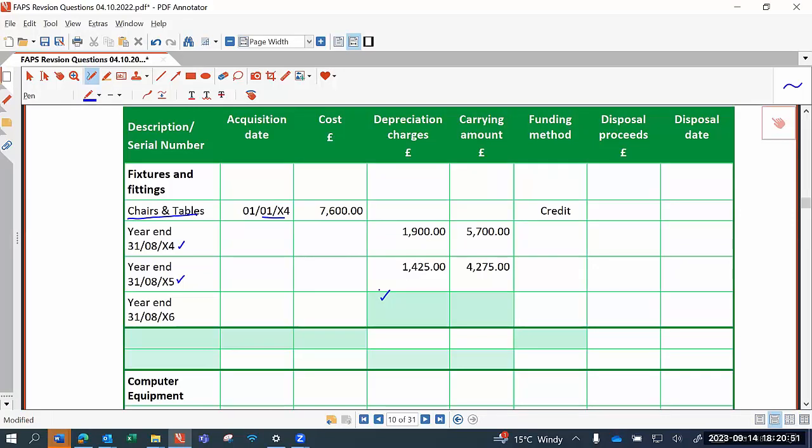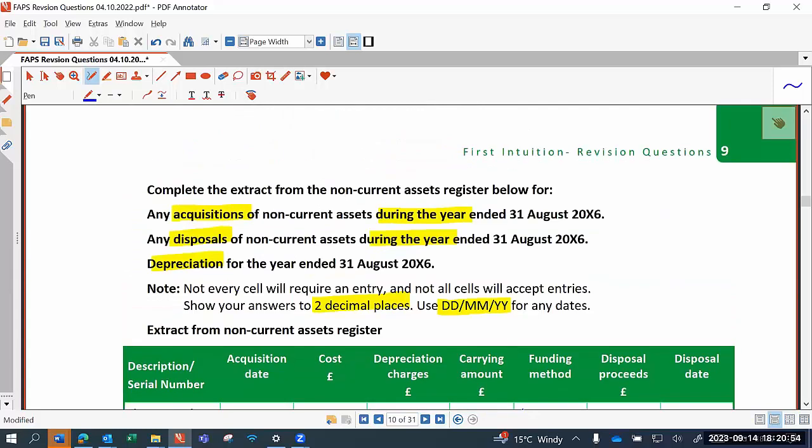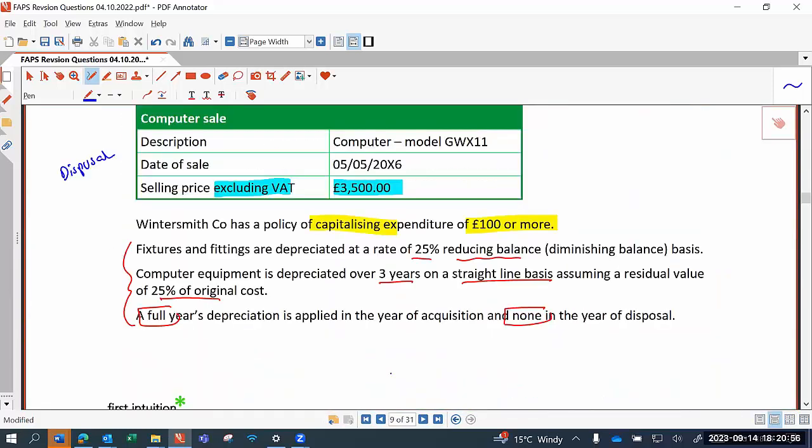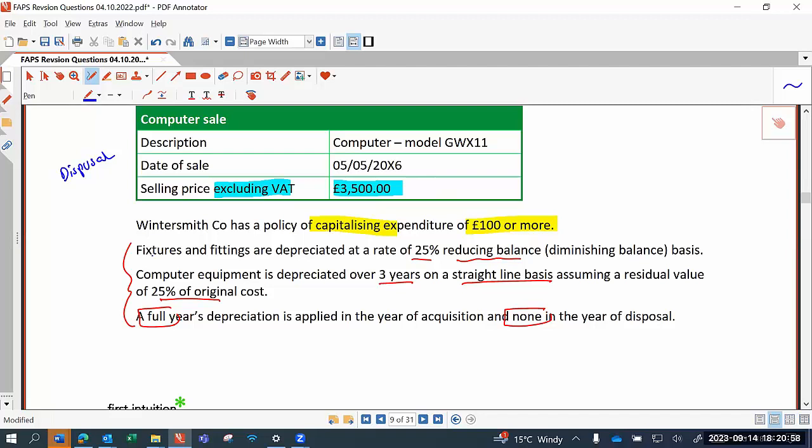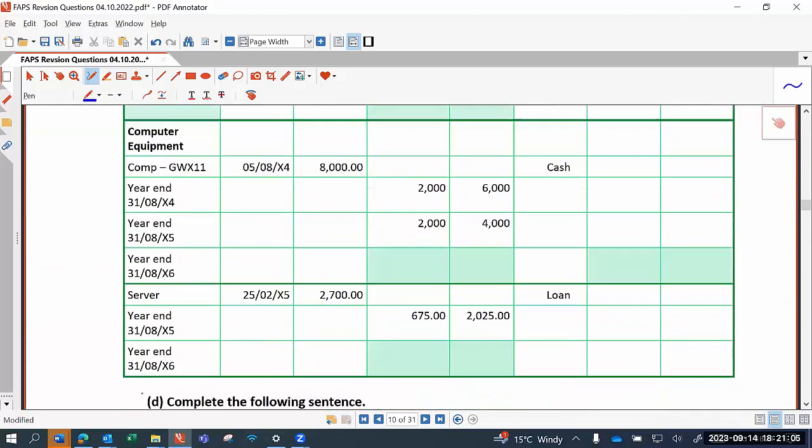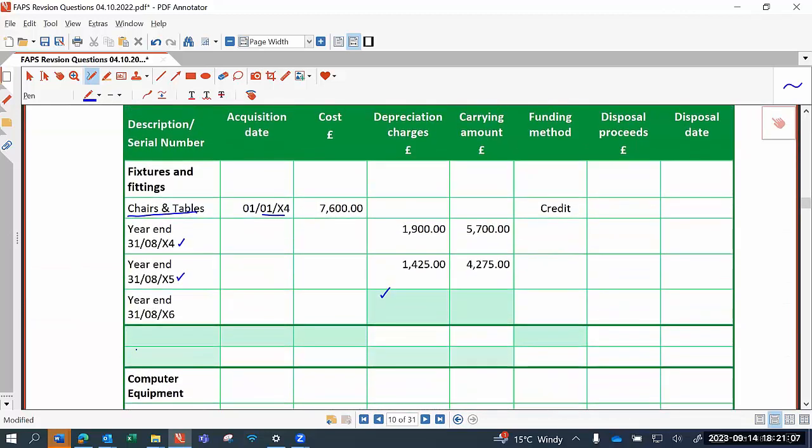What was the rule on depreciation of fixtures and fittings? Let's have a look. It said fixtures and fittings are depreciated at 25% reducing balance, also known as diminishing balance. So what do you think my depreciation should be then for this year? Any thoughts on that? I'm going to set you to work tonight. How much depreciation should I be putting in? Remember, to 2 decimal places, so pounds and pence. It's my depreciation for the year.